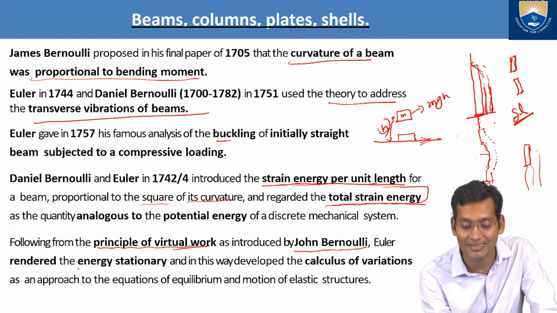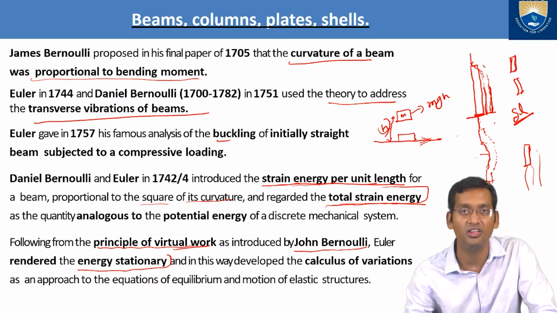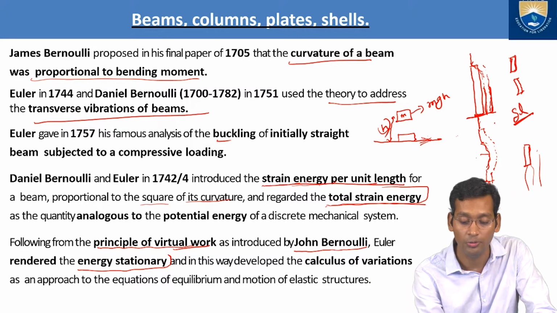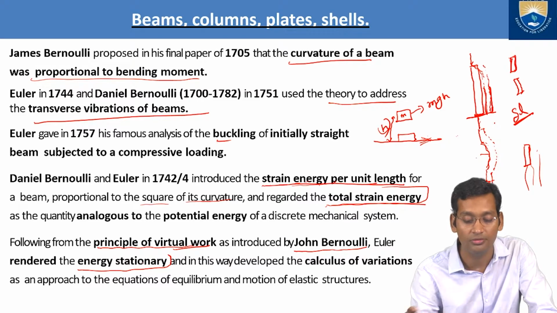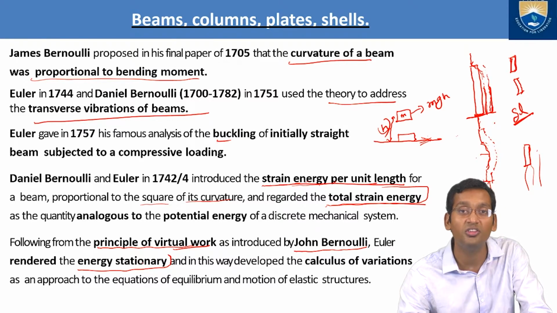Euler rendered the energy stationary. Stationary means which cannot move. So after this, they gave that energy is stationary. It's not necessary that energy should move.